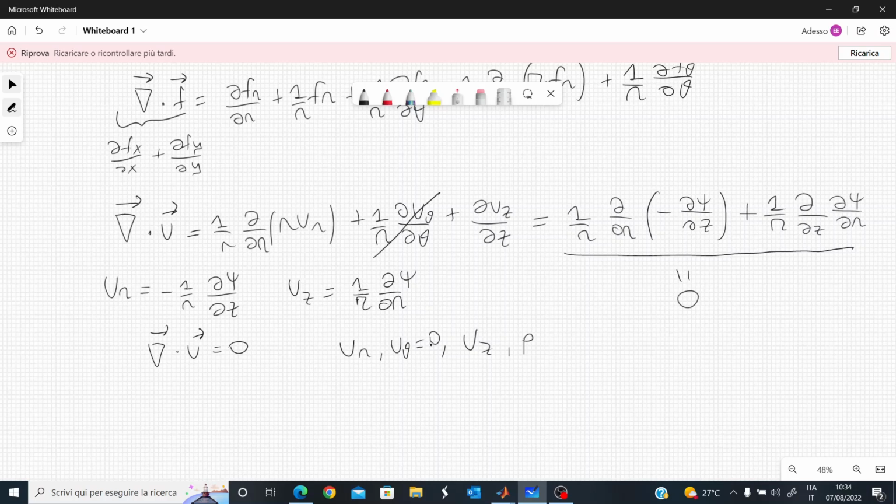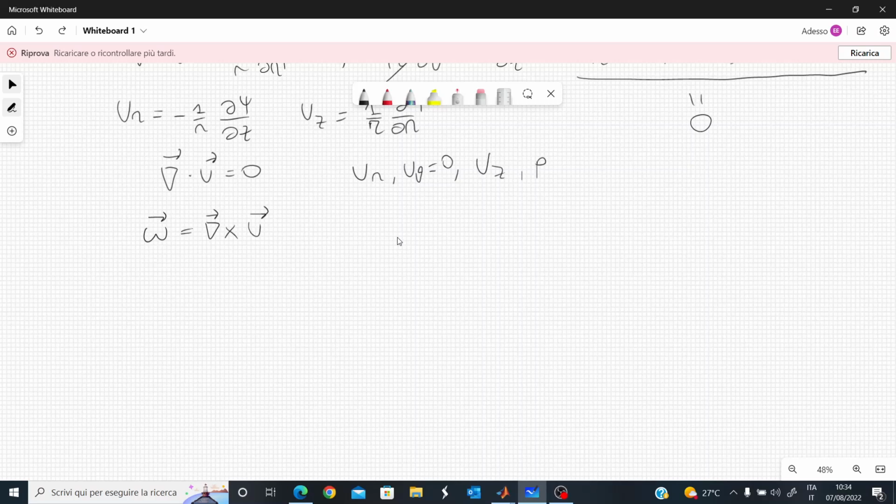Now, the other equation that we want to calculate is this one, omega equal to the curl of u. So we want to rewrite this equation in cylindrical coordinates because we are reasoning in cylindrical coordinates, and that's what we want to do. In particular, this curl can be written in Cartesian coordinates in this manner.